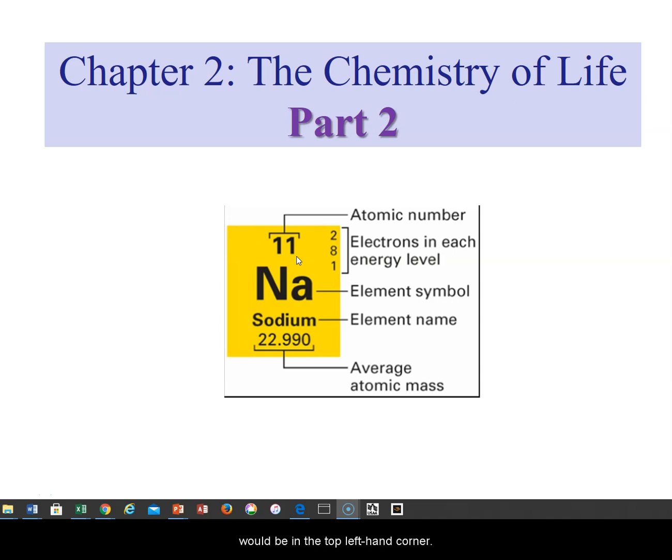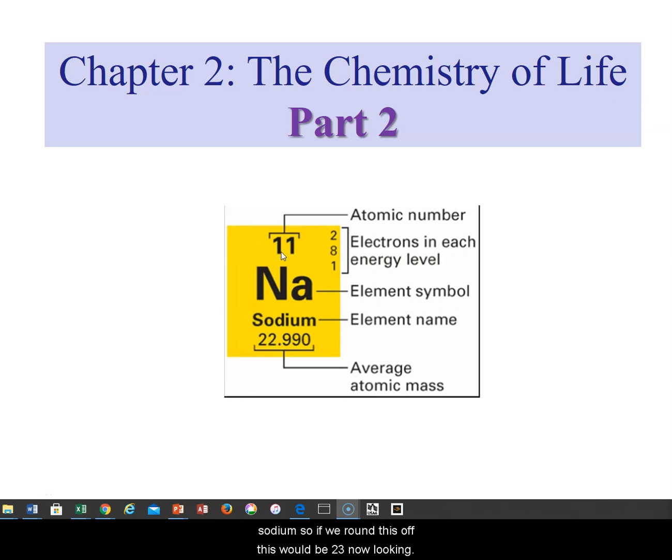The atomic number is going to be equal to the number of protons that are found in the nucleus of the atom. We also have the element symbol, capital N, little a, for sodium, and the element's name, and then the average atomic mass for that element, sodium. So if we round this off, this would be 23.